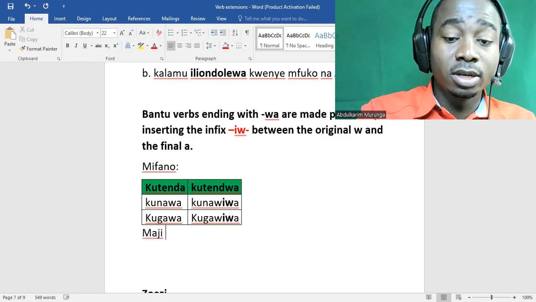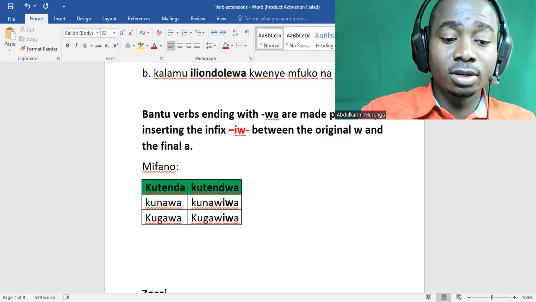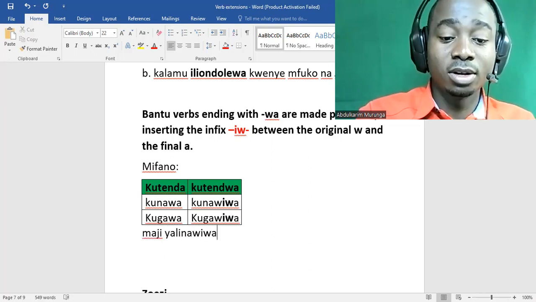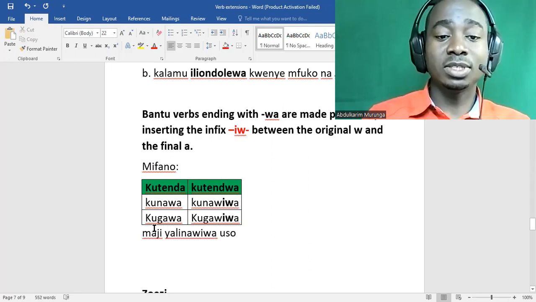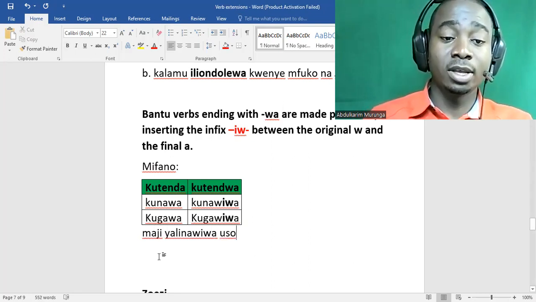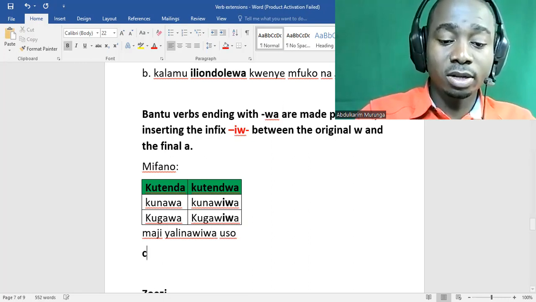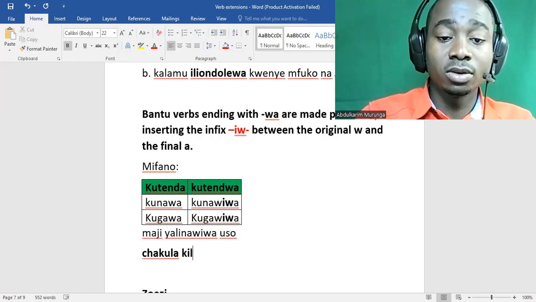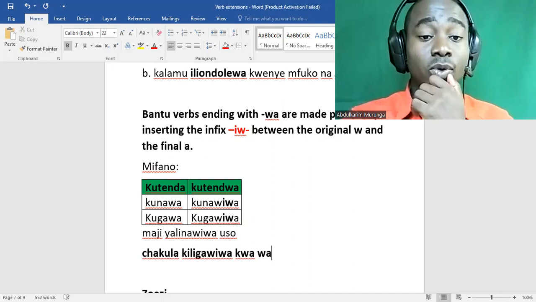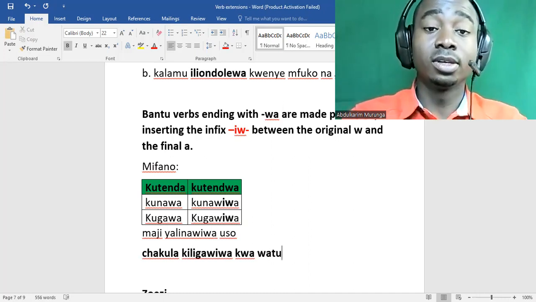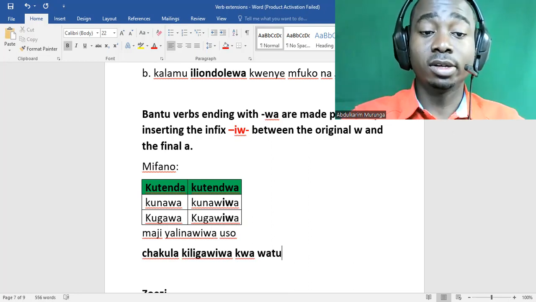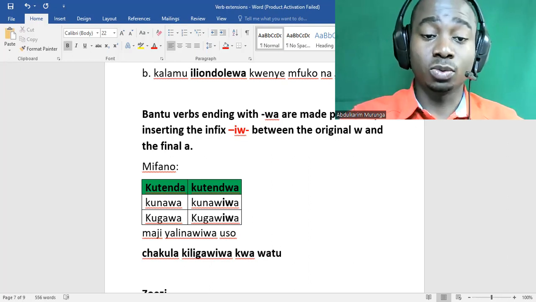Maji yalinawiwa uso. The water, in this case, it means the water was used to wash the face. And the other one we can say chakula kiligawiwa kwa watu. The food was distributed to the people. Chakula kiligawiwa kwa watu. Sawa? Chakula kiligawiwa kwa watu.